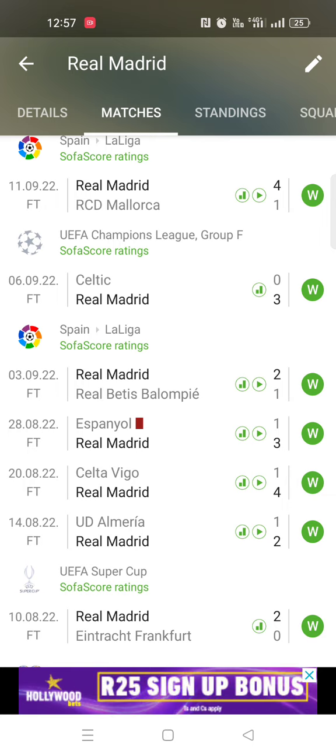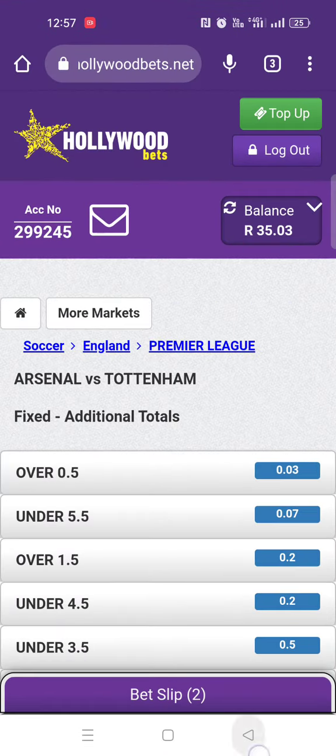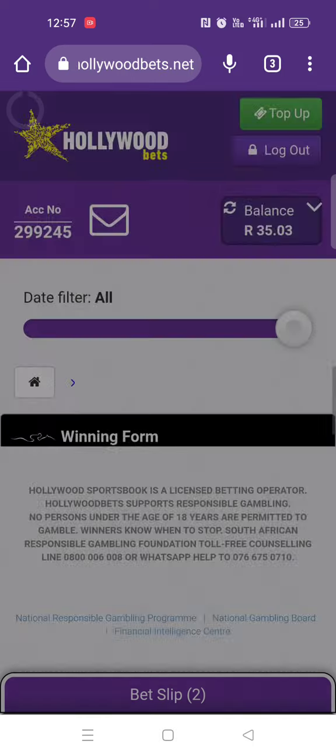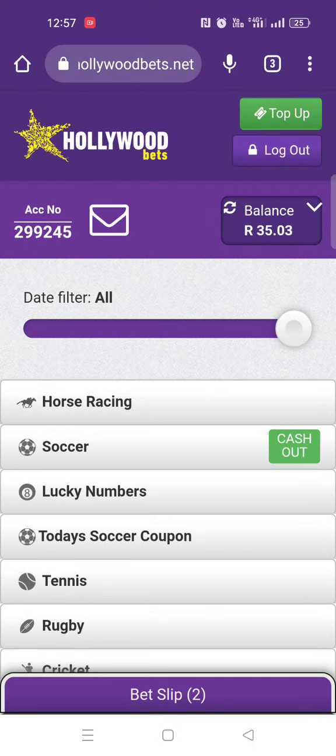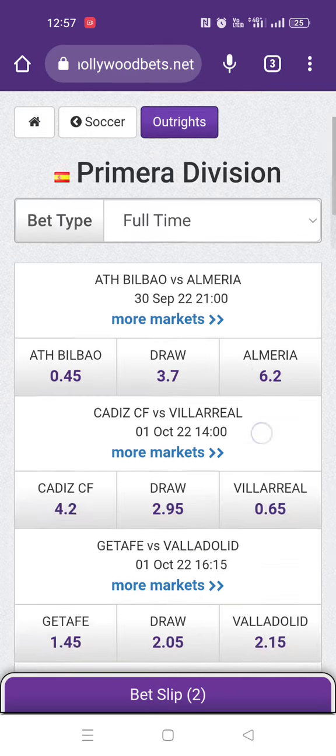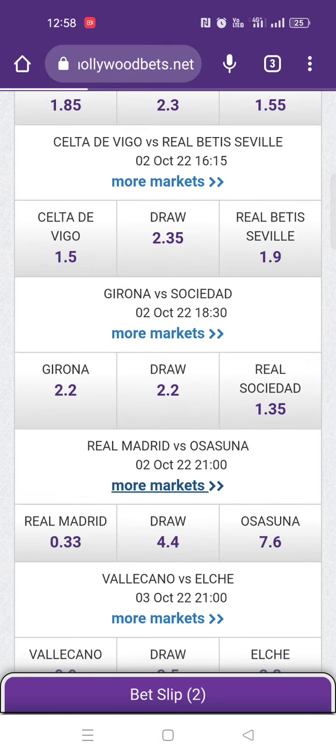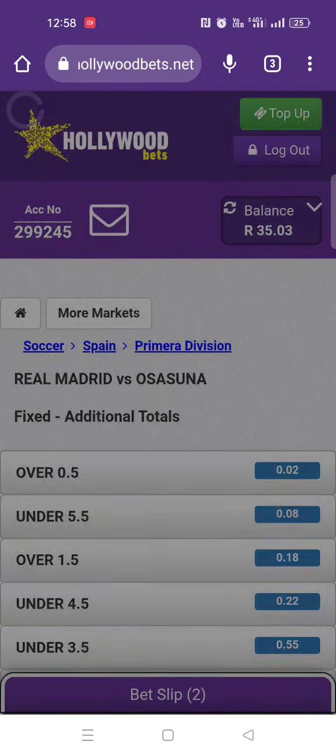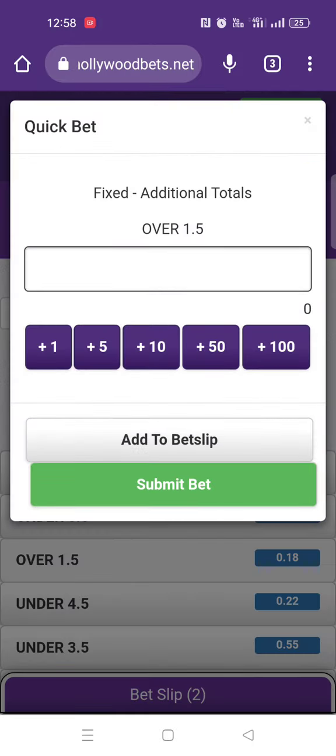So it's safe now to go to Spain and choose Madrid. It's safe to say soccer and go to Spain and go to La Liga and look for Madrid and give them an overs 1.5 because it's a statistic. There it is. You can choose this.